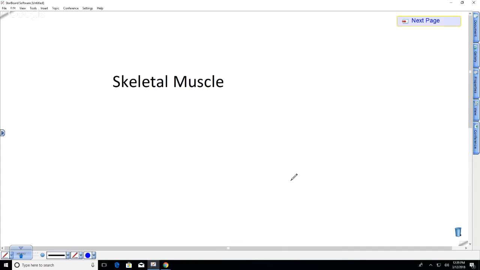Okay, so we are moving on to a new section, and we're going to be talking about skeletal muscle. And in lab, you got to see a slide of skeletal muscle as it is being innervated by the motor neurons. So we're going to look at how the motor neurons would stimulate the skeletal muscle to contract. Okay, so you'll notice that skeletal muscle was striated.